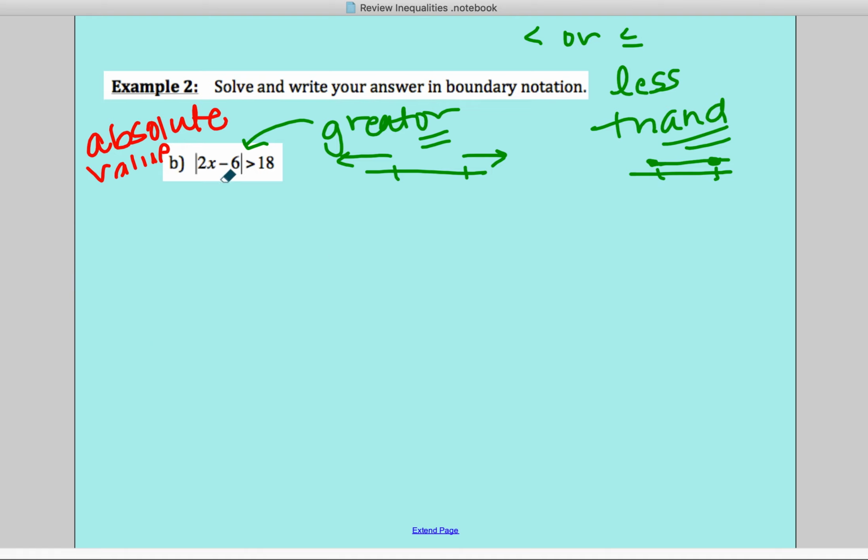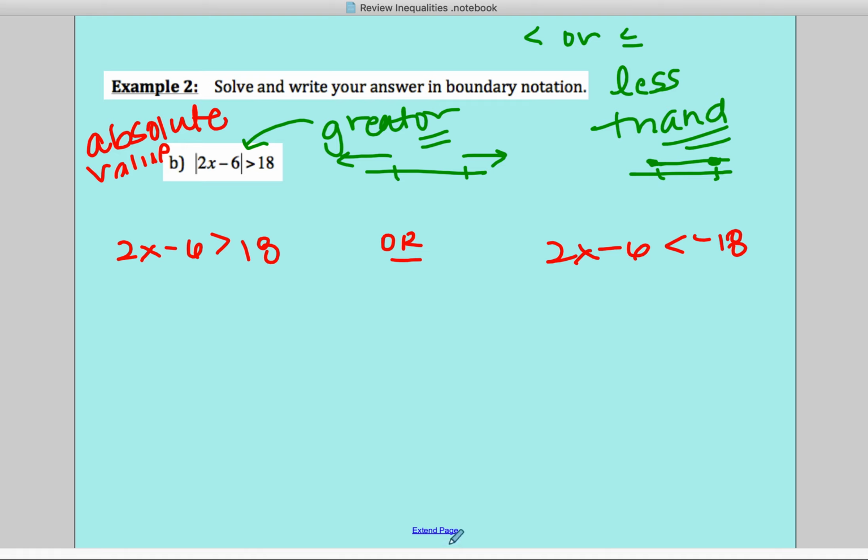Okay, so here I have done that. I have my absolute value by itself. So what I can do is I rewrite what's in the absolute value exactly as is, and then you say greater than or equal to 18. Okay, this is a greater, or my other answer is 2x minus 6, and then we flip the inequality and we make it negative 18. And then we need to solve both of them.